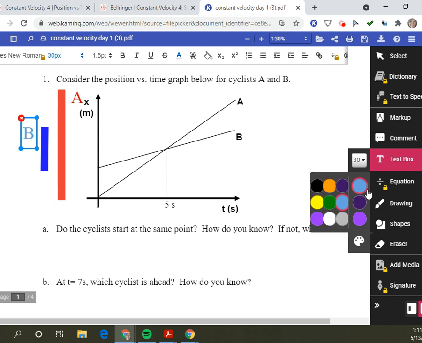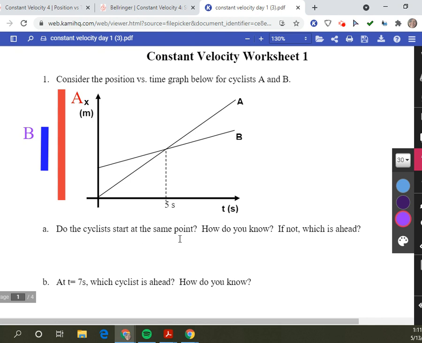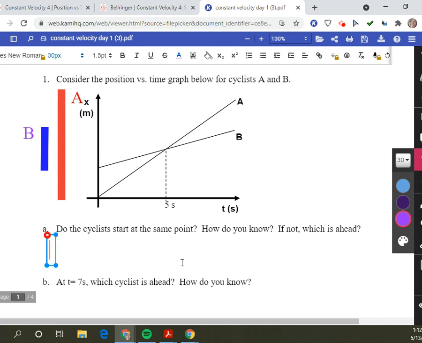So let's go ahead and answer the question. It says, do the cyclists start at the same point? How do you know? If not, which is ahead? So how could we answer that? Let's think about it. They clearly do not start at the same point. And we know that because the lines don't intersect our y-axis at the same place. So let's go ahead and type something like that in.